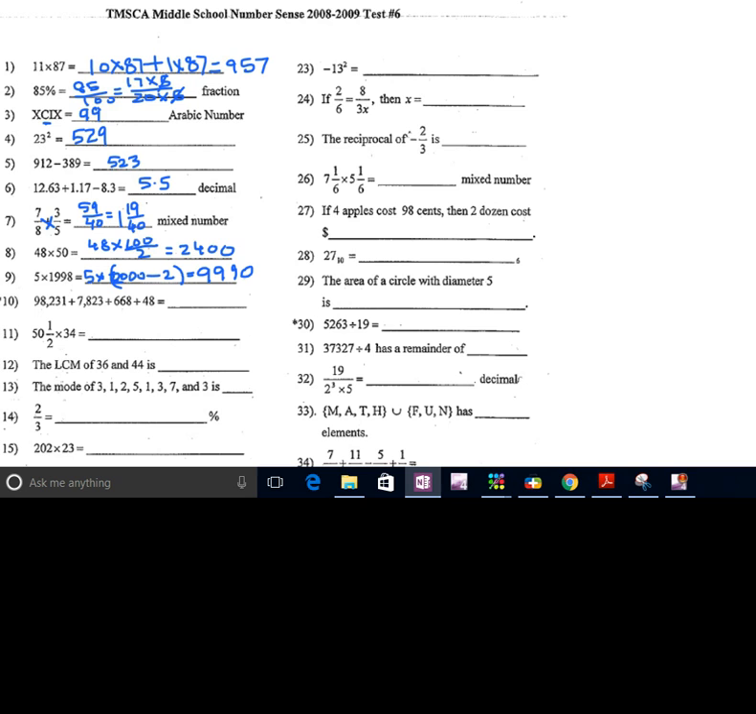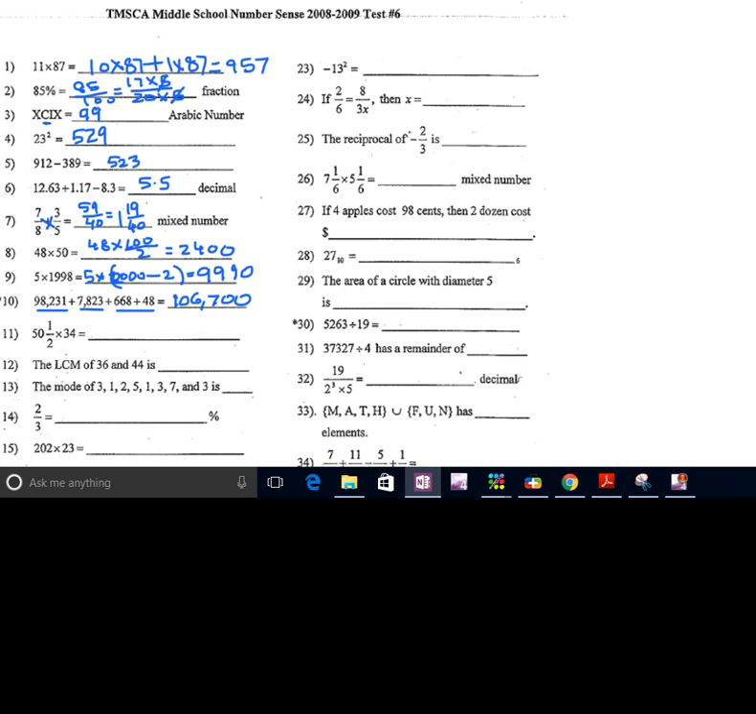So number 10 is they're expecting an approximate answer. So over here I'll approximate this as 98,000. This is 8,000. So 98,000 plus 8,000 is 106,000, and this is about 700. So I will write 106,700 as the answer.